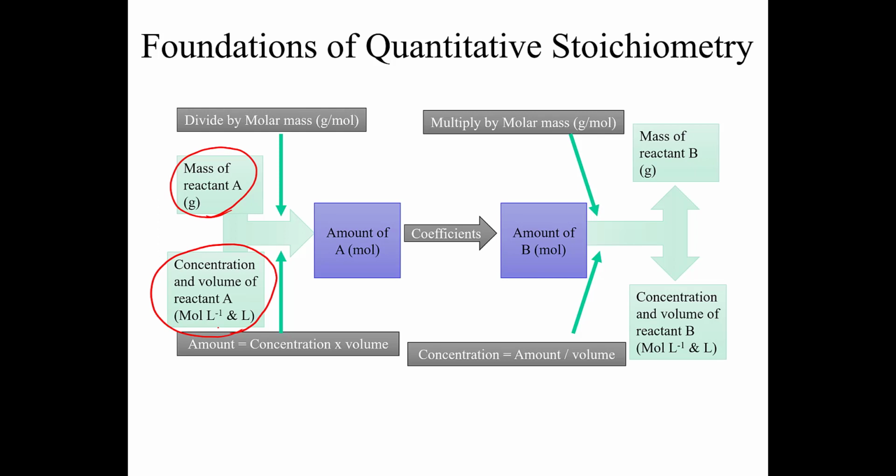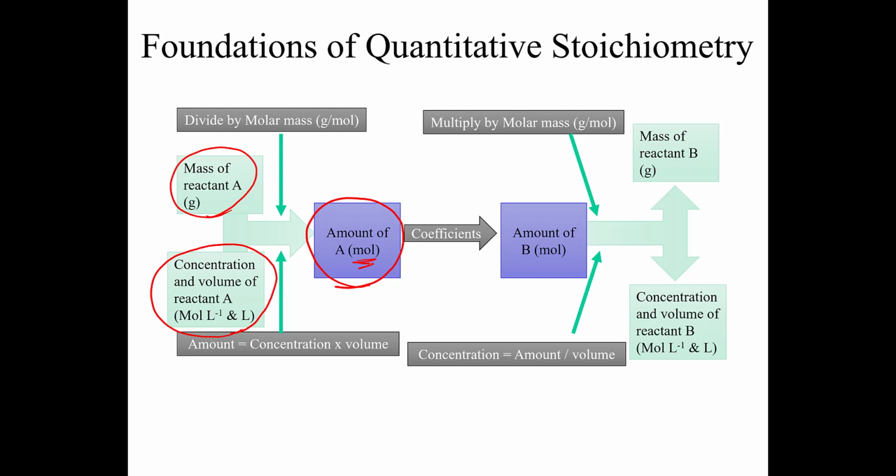We'll see later how we go from a mass of a reactant A actually into a concentration and volume of that reactant A. So what we use in chemistry, of course, is the number of moles, so we're always reacting amounts. And so what we want to do is start to prepare a value for the amount of a particular species A. How do we do that?